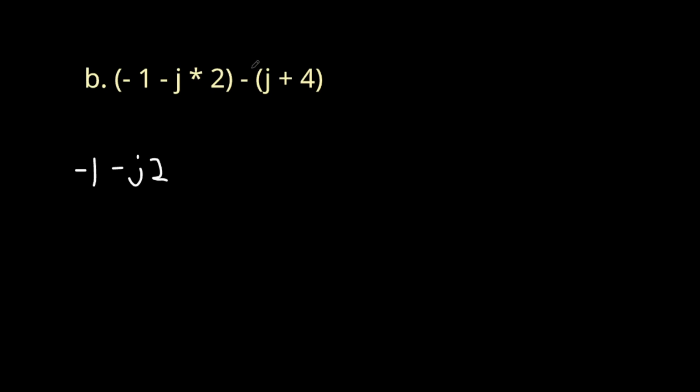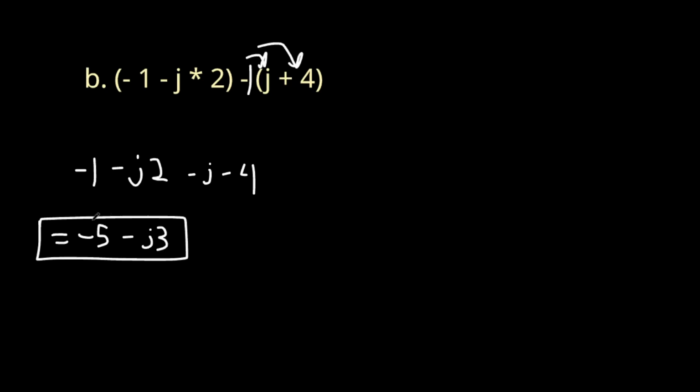And then on this side, we can imagine it as a negative sign, or a -1. And we can distribute this with this and this with this. So -1 times j is -j, and then -1 times 4 is just -4. Now we can combine like terms. So -1 and -4 is the same as -5. And if we combine these two, -j2 and -j, we get -j3. And that is the answer for question B.